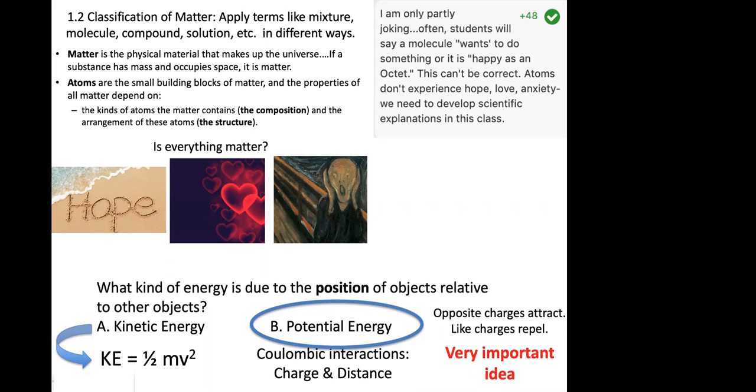So I think within here, by building a solid foundation with this language, I think we're going to be in good stead to be able to describe things scientifically and properly.